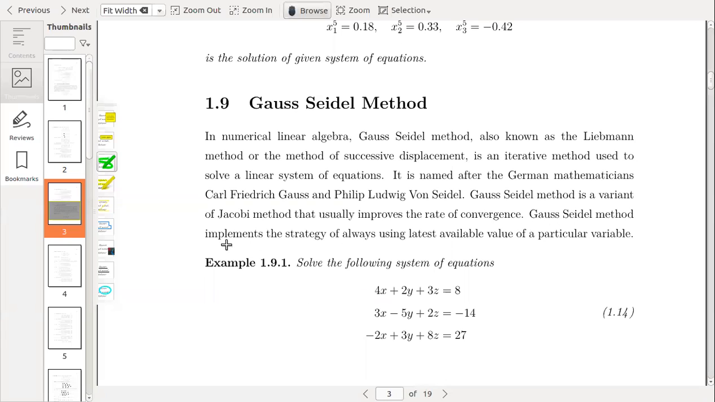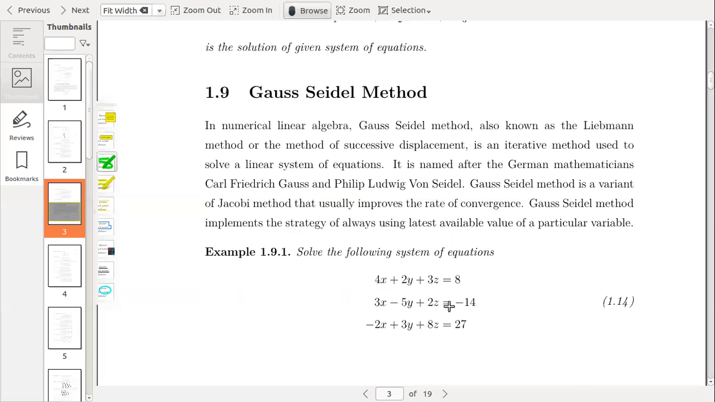The Gauss-Seidel method is a variant of the Jacobi method that usually improves the rate of convergence. The Gauss-Seidel method implements the strategy of always using the latest value of a particular variable. So the difference between Gauss-Seidel and Jacobi is that Gauss-Seidel uses the latest available value. The other difference is that the Jacobi method allows parallel computation, and Gauss-Seidel provides sequential computation.